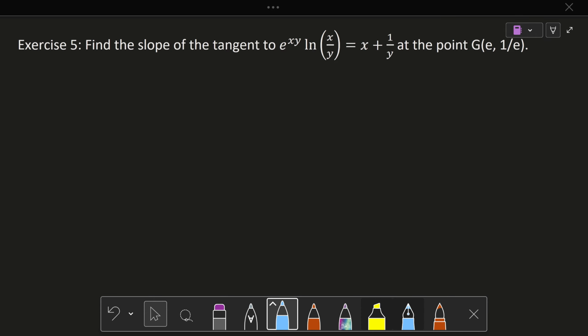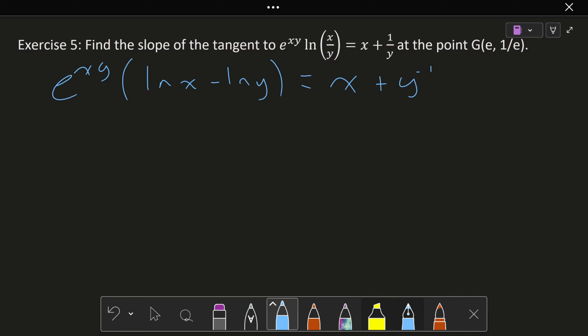So the e^(xy), there's nothing really I can do. But I can times that by the ln of x minus the ln of y, just using that quotient rule to break that up. And then x, and you know what? Let's even just write that as plus y to the negative 1. I could do my quotient rule with derivatives over there, but when it's that easy, I'm going to want to make that y to the negative 1.